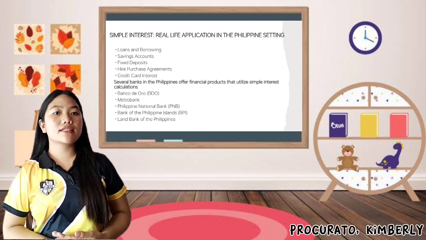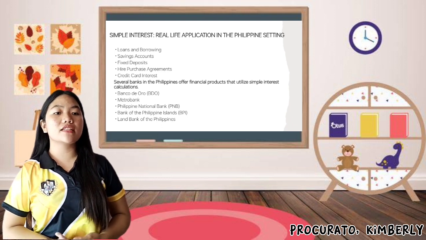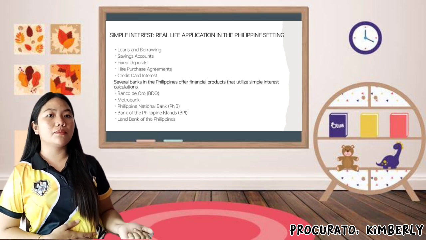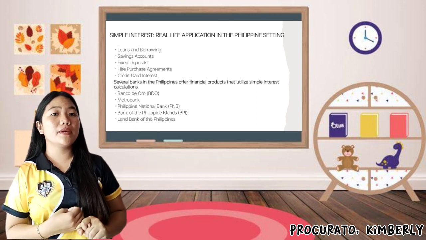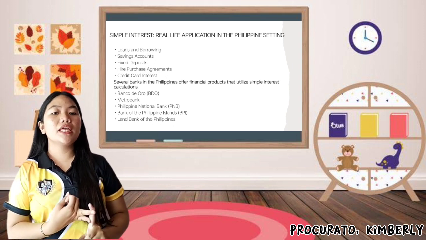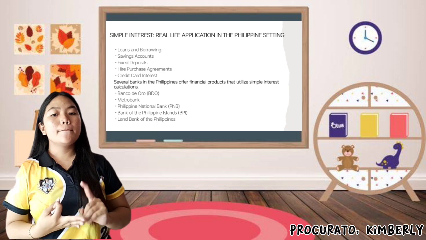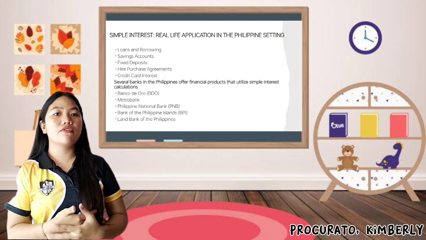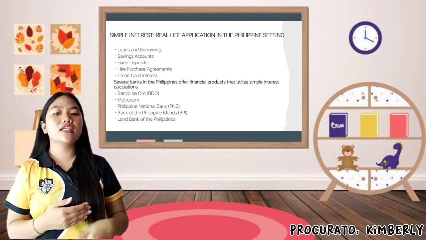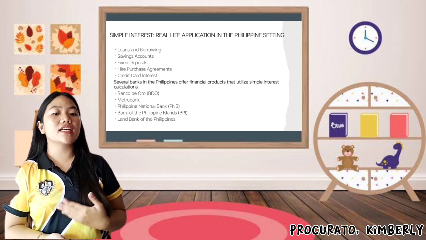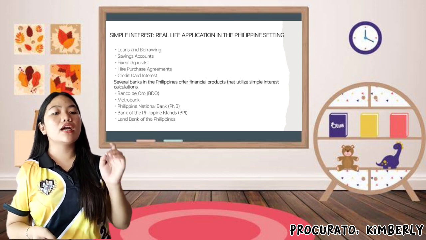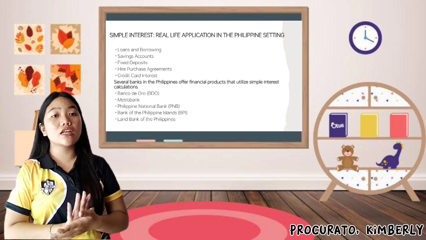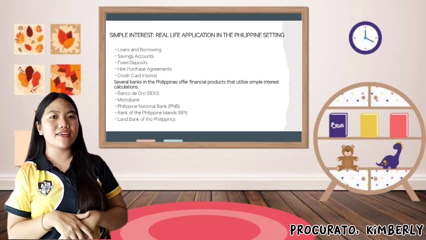So there are several banks in the Philippines that offer financial products that utilize simple interest calculation. Here are a few examples: Banco de Oro or BDO, Metro Bank, Philippine National Bank or PNB, Bank of the Philippine Islands or BPI, and also the Land Bank of the Philippines. These banks offer various loan products that apply simple interest, including agricultural loans, business loans, home loans, car loans, housing loans, personal loans, and savings.